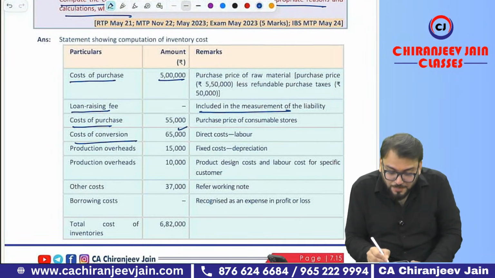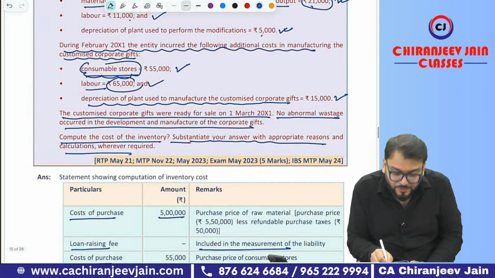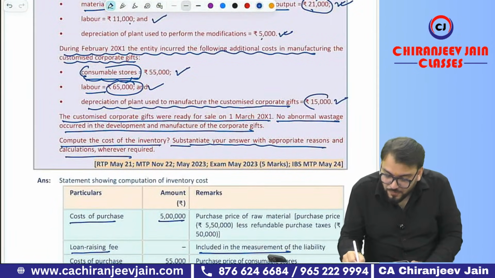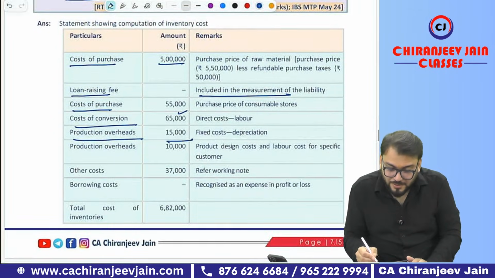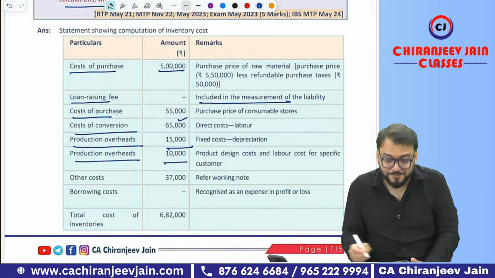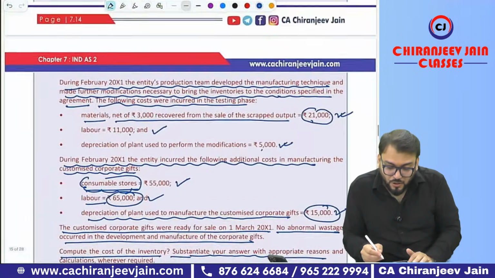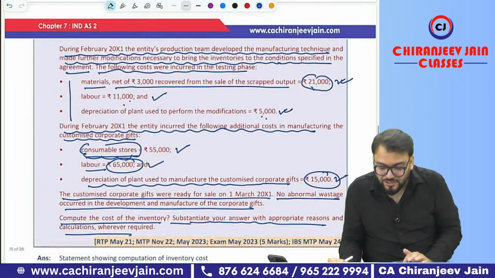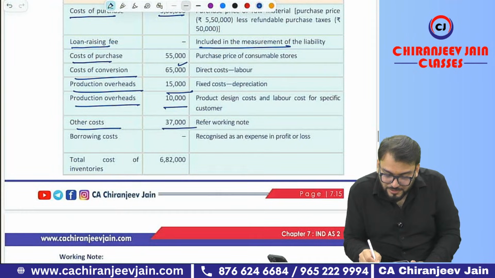Understood. Then cost of conversion they have given 65,000. Then production overhead 15,000 is the production overhead. Correct. Now the 10,000 design cost will also be production overhead. Then the testing cost was the other cost, meaning 21,000 plus 11,000 plus 5,000. How much is it coming? That becomes other cost. Correct.